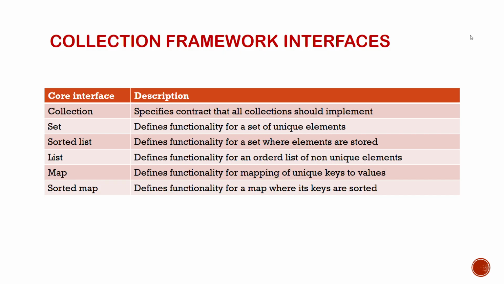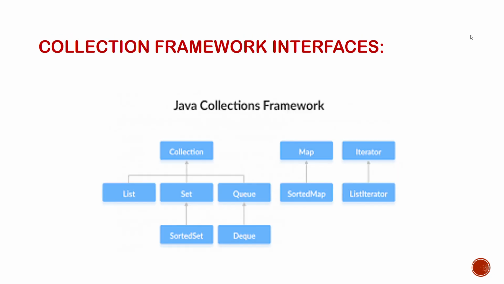So let's talk about the collection framework interfaces. The first interface is collection, which specifies the contract that all collections should implement. Set defines functionality for a set of unique elements. Sorted set defines functionality for a set where elements are stored in sorted order. List defines functionality for an ordered list of non-unique elements. Map defines functionality for mapping unique keys to values. Sorted map defines functionality for a map where the keys are stored in sorted order. So these are the collection framework interfaces.